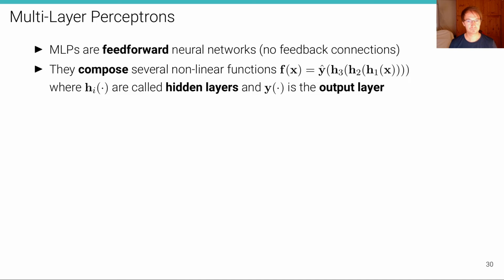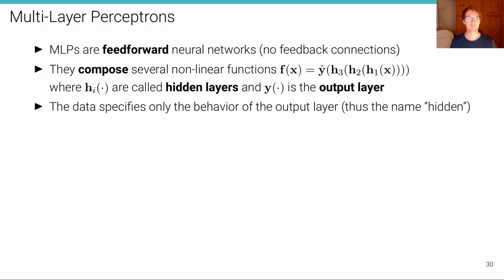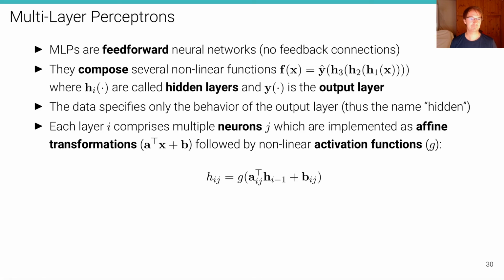final prediction. And so all the layers that are not the output layer, that don't receive direct supervision, that don't receive direct the training label, the training signal, are called hidden layers because they are not directly observed. They are layers that in intermediate stages of the neural network try to learn useful feature representations for the output layer to predict or classify correctly. The data only specifies the behavior of the output layer. That's where this name hidden comes from.